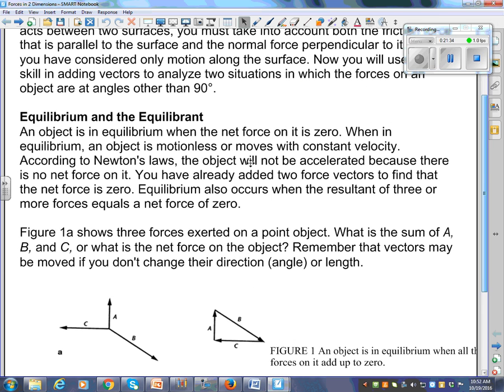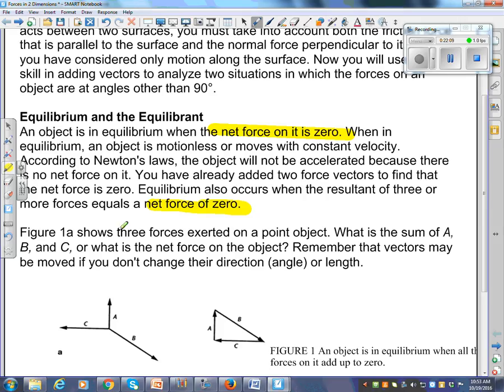So we're going to talk about the equilibrium and the equilibrant. An object is in equilibrium when the net force on it is zero. We learned that in the last handout. When in equilibrium, an object is either motionless or, as Bea pointed out, moves with constant velocity. According to Newton's laws, the object will not be accelerated because there is no net force on it. You've already added two force vectors to find the net force is zero. Equilibrium also occurs when the resultant of three or more forces equals a net force of zero. I can't emphasize that enough. The net force is zero.